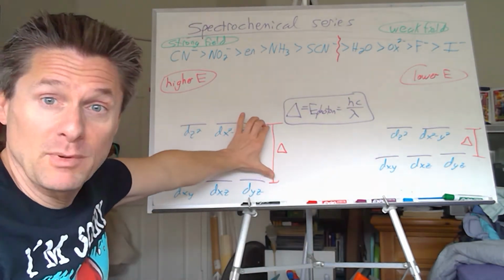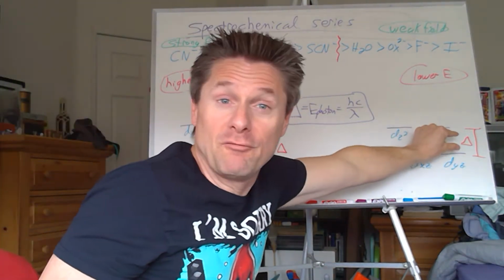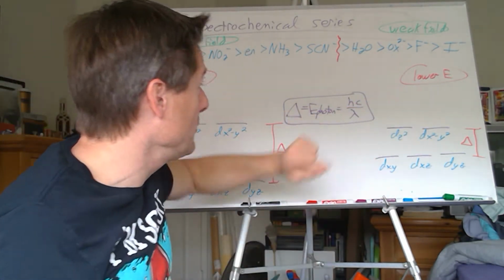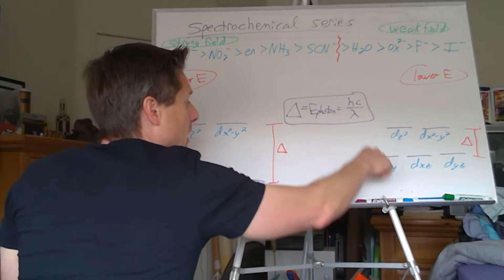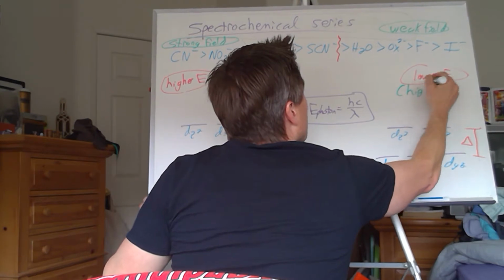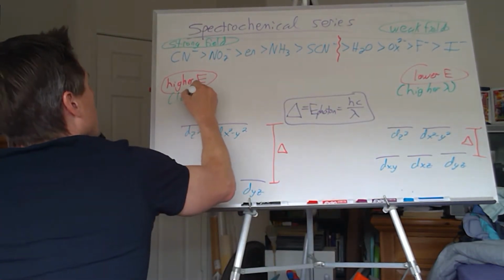Higher crystal field splitting means higher energy photons absorbed. Smaller crystal field splittings means lower energy, right? If that's lower energy, it requires a lower energy here. And again, lower energy would be higher wavelength. So let's put that here. Lower energy would be higher wavelength. Higher energy would be a lower wavelength.